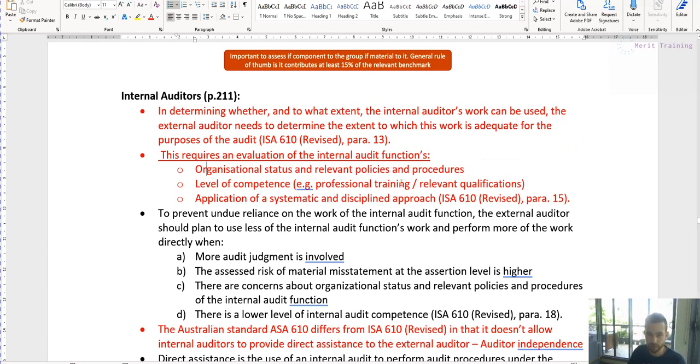B, levels of competence. So the people in the internal audit division, do they have professional training? Do they have relevant qualifications? What's their skill level, right? And then finally, application of a systematic and disciplined approach.